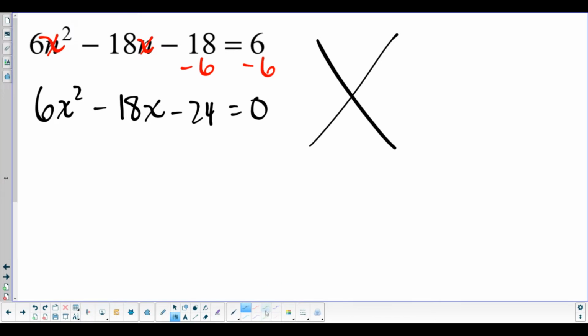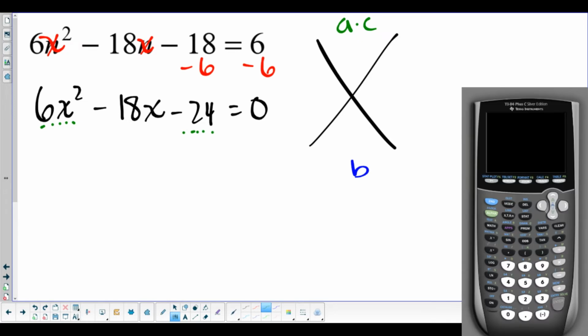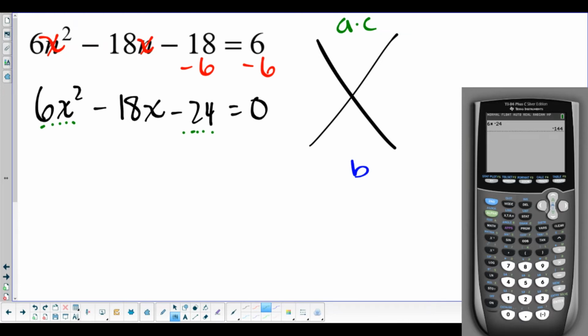I like to set up my x, a times c on the top, b on the bottom. Well, a times c in this case is going to be my 6x squared times negative 24. I have a calculator for that. Let me see. I can just do it like this. 6 times negative 24 is negative 144.